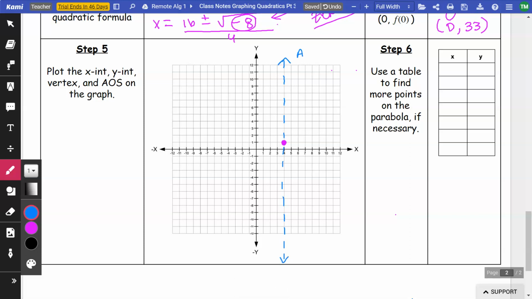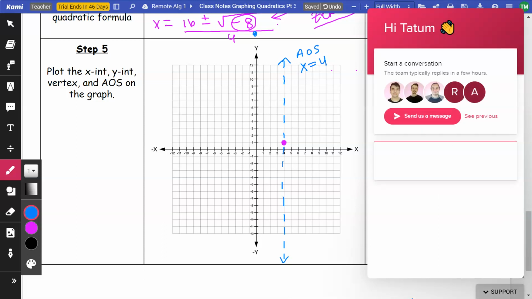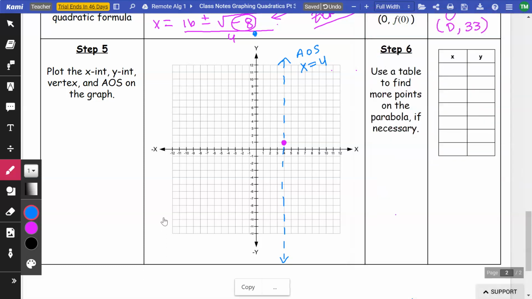Here's my axis of symmetry, x equals 4. We don't have any x-intercepts we need to plot, and our y-intercept is at (0, 33). And (0, 33) is crazy up high somewhere, right? So (0, 33) actually isn't going to fit on our graph, and that's okay. We're not going to bother changing our x-axis or our y-axis right now.